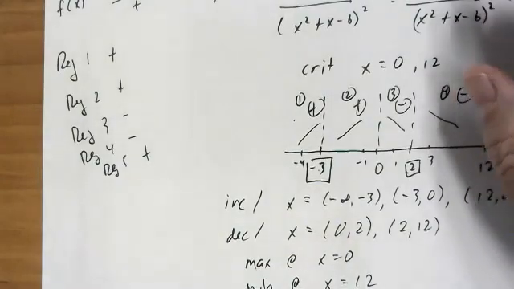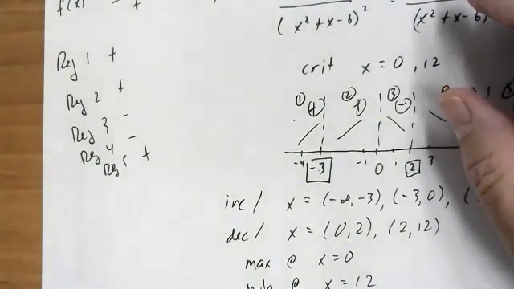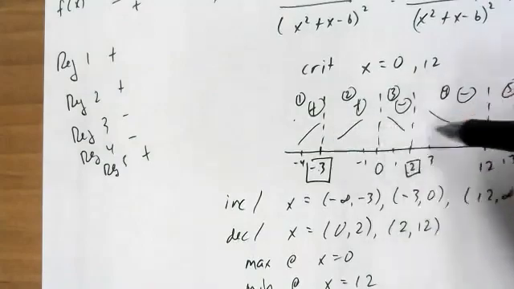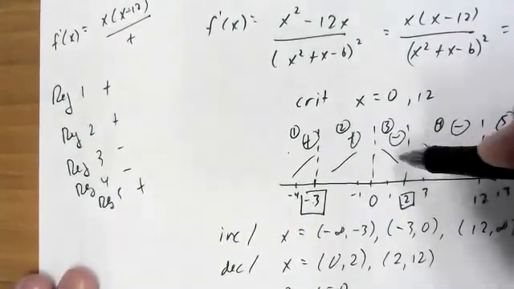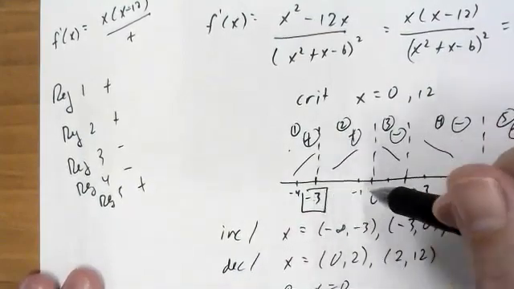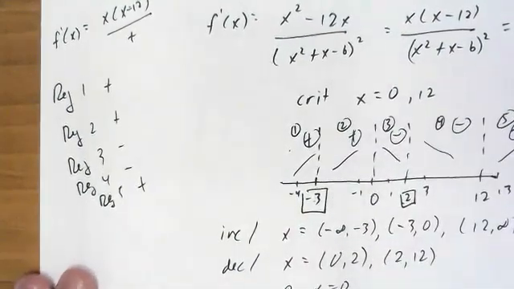So the key thing I want you to see is that when you have these rational expressions, when you break up your graph into regions, you have to include both vertical asymptotes and critical points to see what's going on.